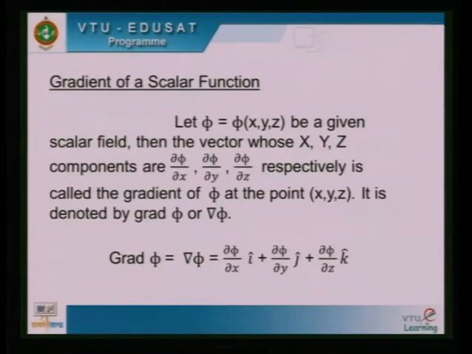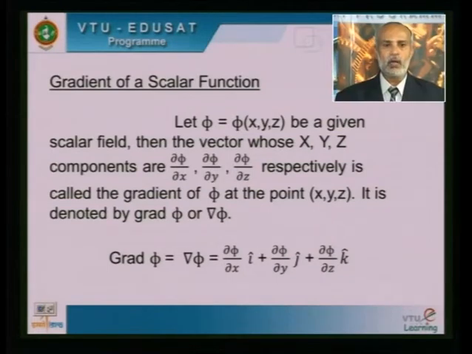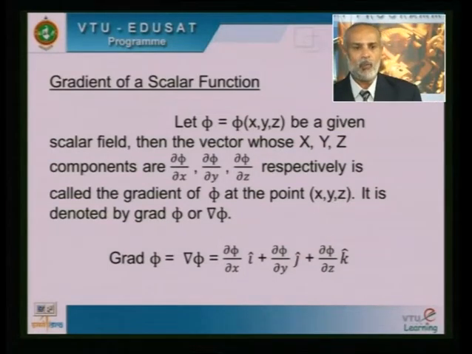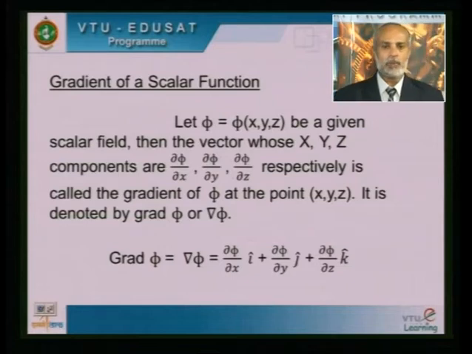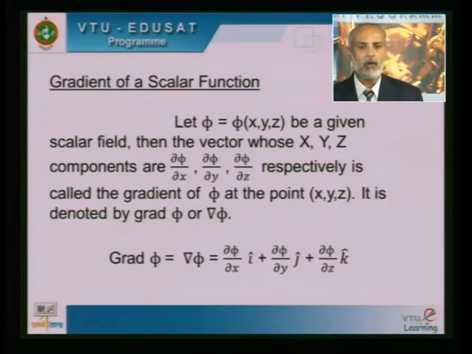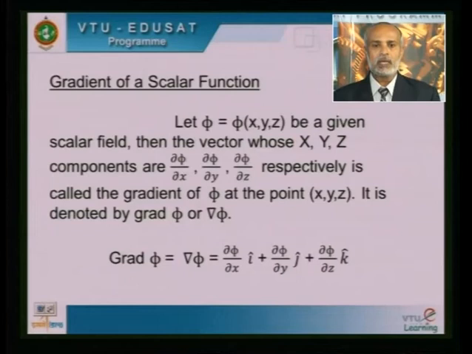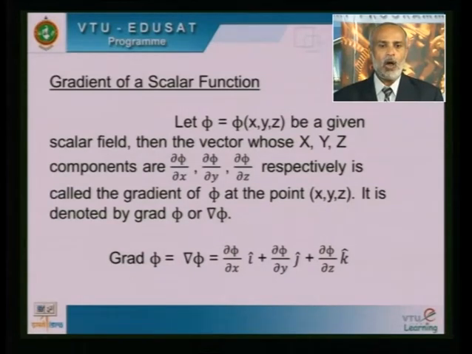Okay, I will proceed to gradient of scalar functions. Let phi is equal to phi of x comma y comma z be a given scalar field. Then the vector whose x, y, z components are dou phi by dou x, dou phi by dou y, dou phi by dou z respectively is called the gradient of phi at the point x comma y comma z. It is denoted by gradient of phi or del phi.